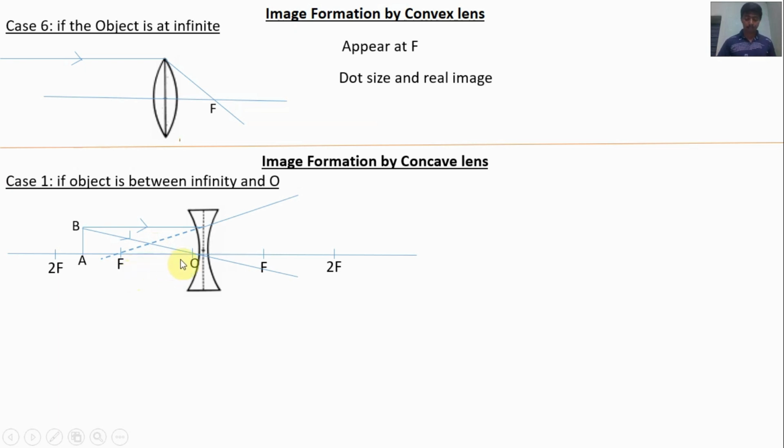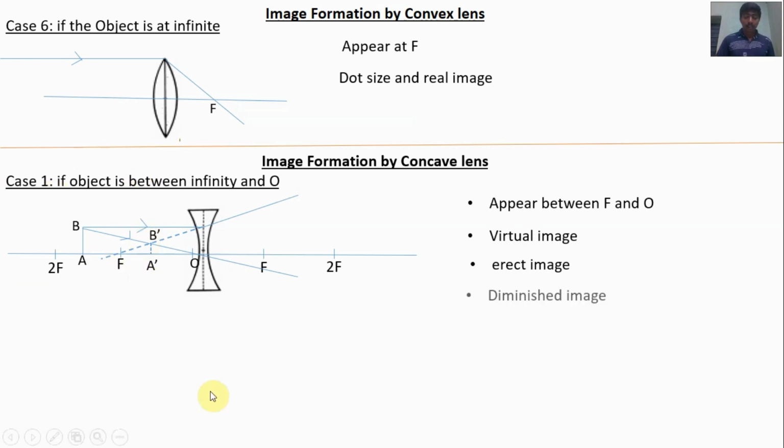The image is a virtual image because the object and image are on the same side of the lens. The length of the image is much lesser than the object length. It appears between F and O, a virtual image, erect image, not inversion, a diminished image. That means the dimension of the image is lesser than the object.